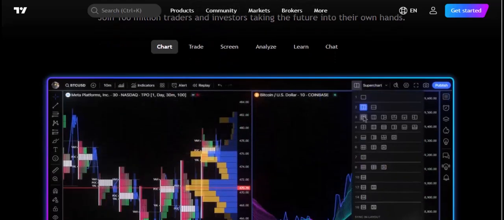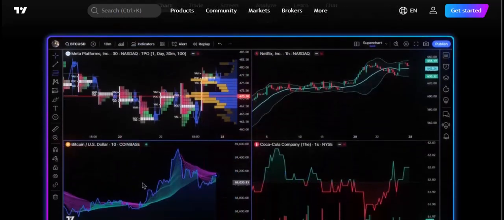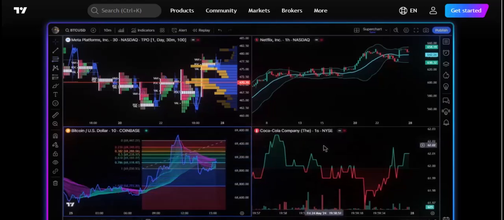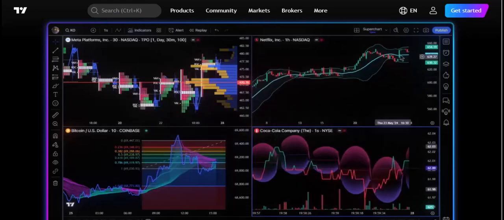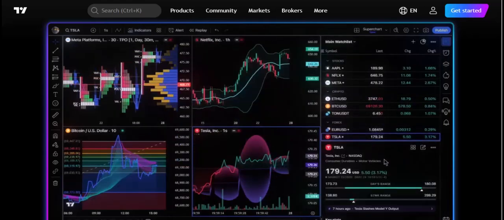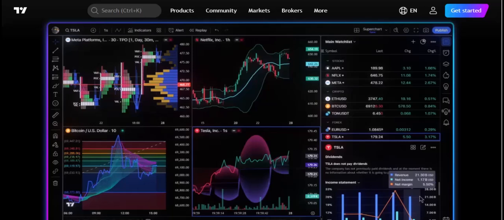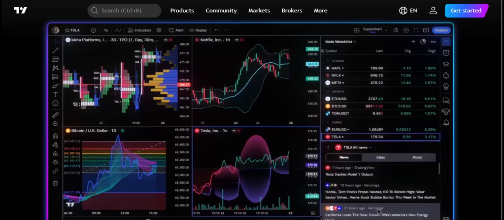So, what exactly is TradingView? At its core, it's a powerful web-based charting platform and social network for traders and investors. But it's so much more than just pretty charts. Let's explore some of the key features that make it a strong contender for forex traders.